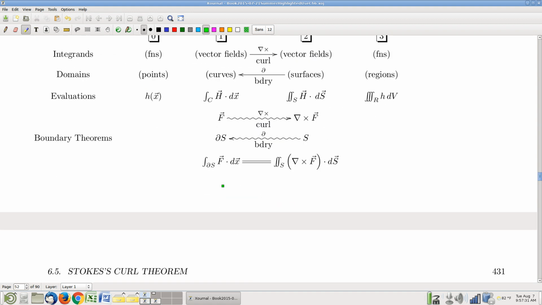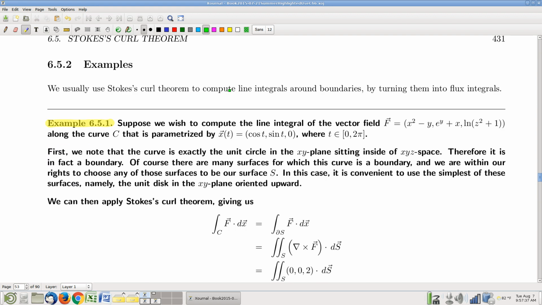So let's do some examples. Now, there's a bunch I have to say yet about what curl looks like. We will come back to that momentarily, but I do want to get some examples under our belt. Suppose we want to compute this line integral. Here's a vector field. There's a curve. The curve is, in fact, already parametrized.